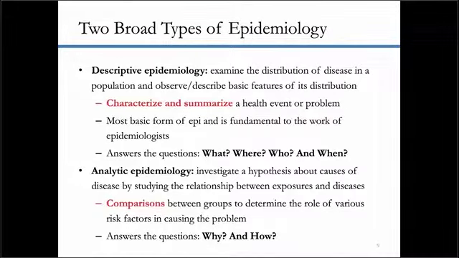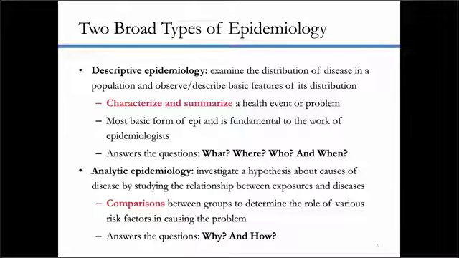There are two broad types of epidemiology, being descriptive epidemiology and analytic epidemiology. And they're really kind of what they sound like. Descriptive epidemiology examines the distribution of disease in a population and observes or describes basic features of its distribution. So really, descriptive epidemiology answers the questions what, where, who, and when.